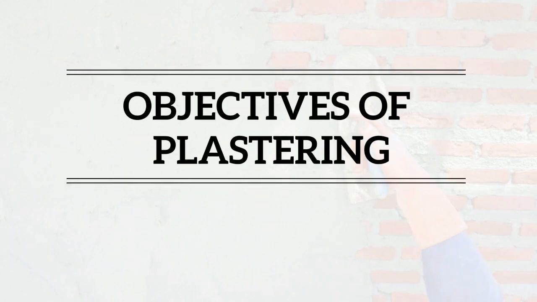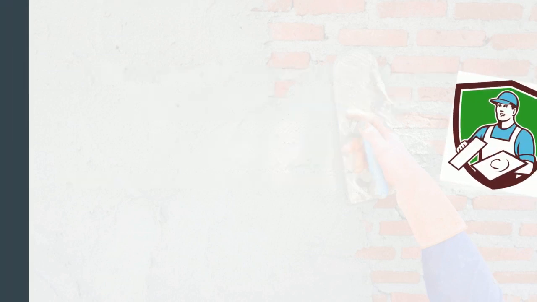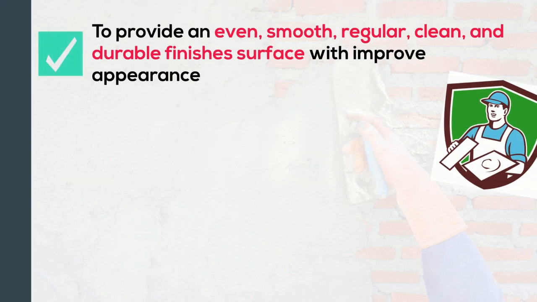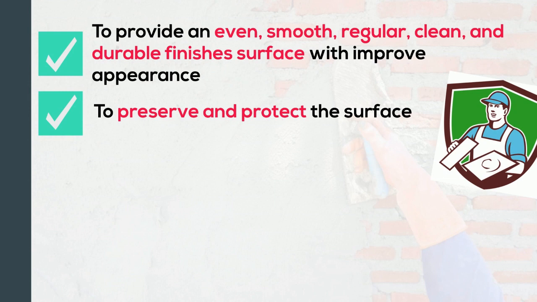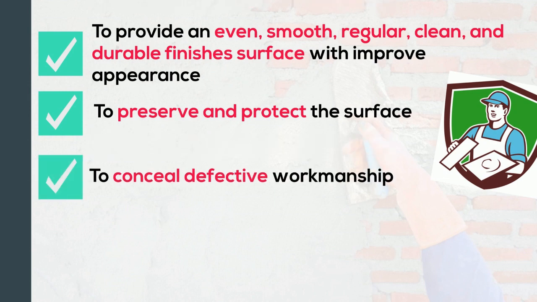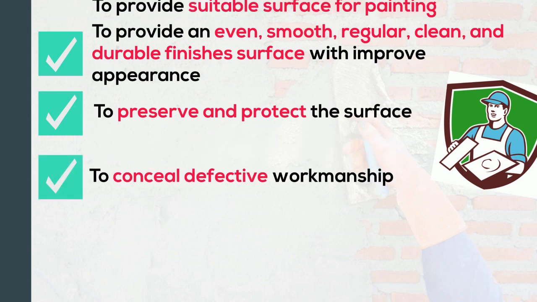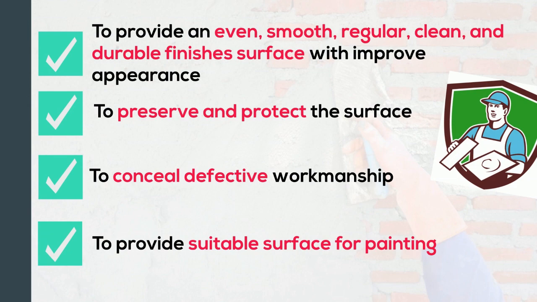Objectives of plastering: to provide an even, smooth, regular, clean, and durable finished surface with improved appearance; to preserve and protect the surface; to conceal defective workmanship; to provide a suitable surface for painting.